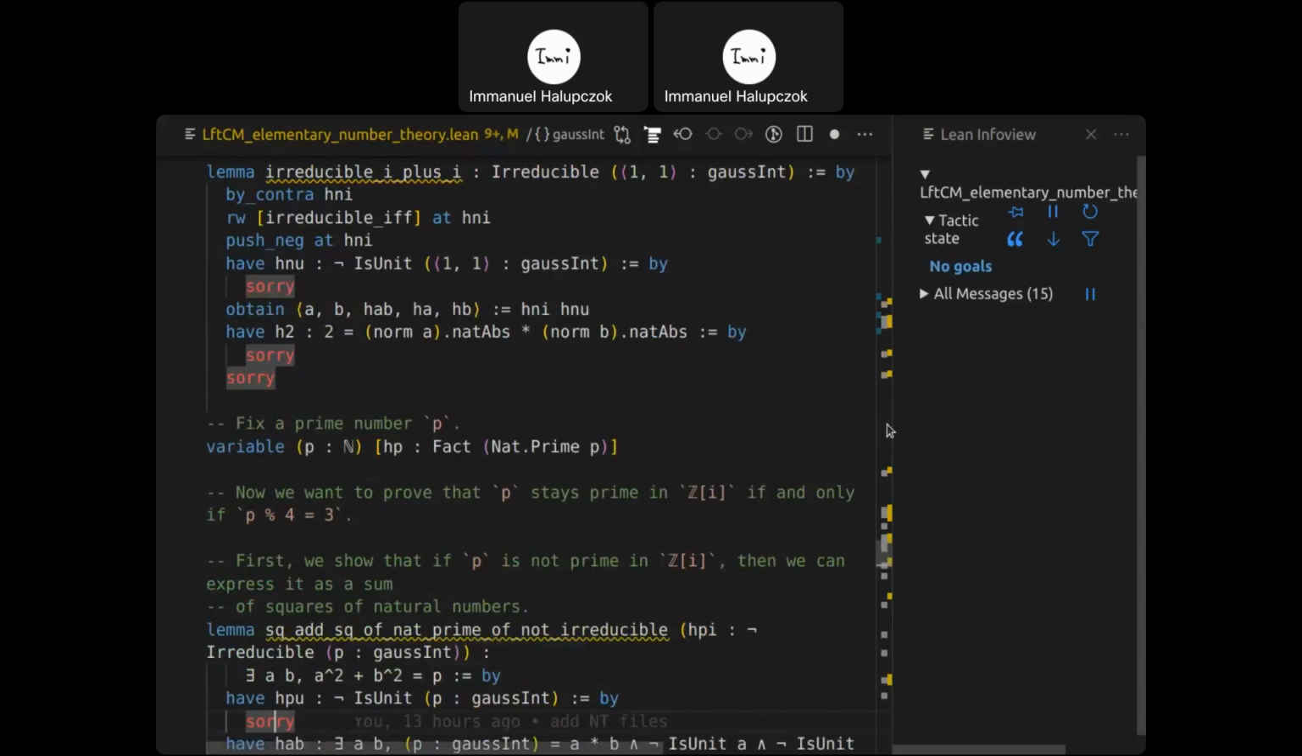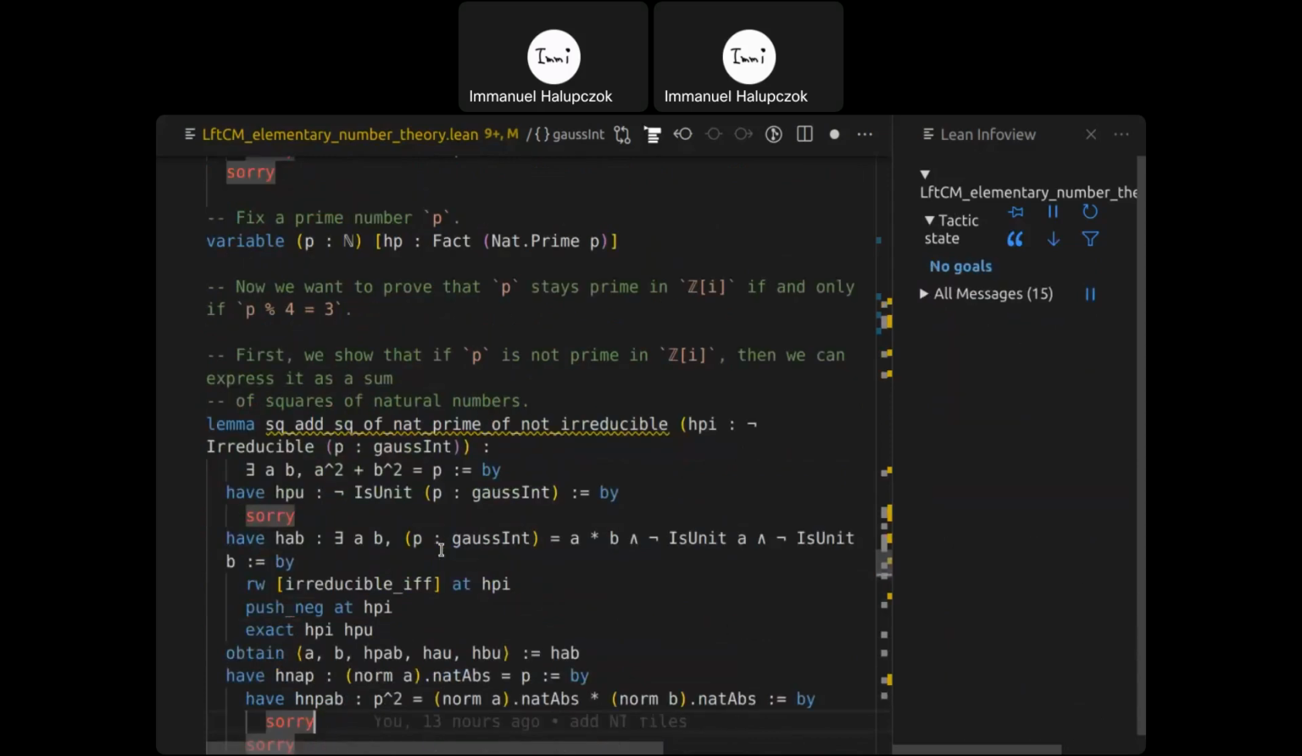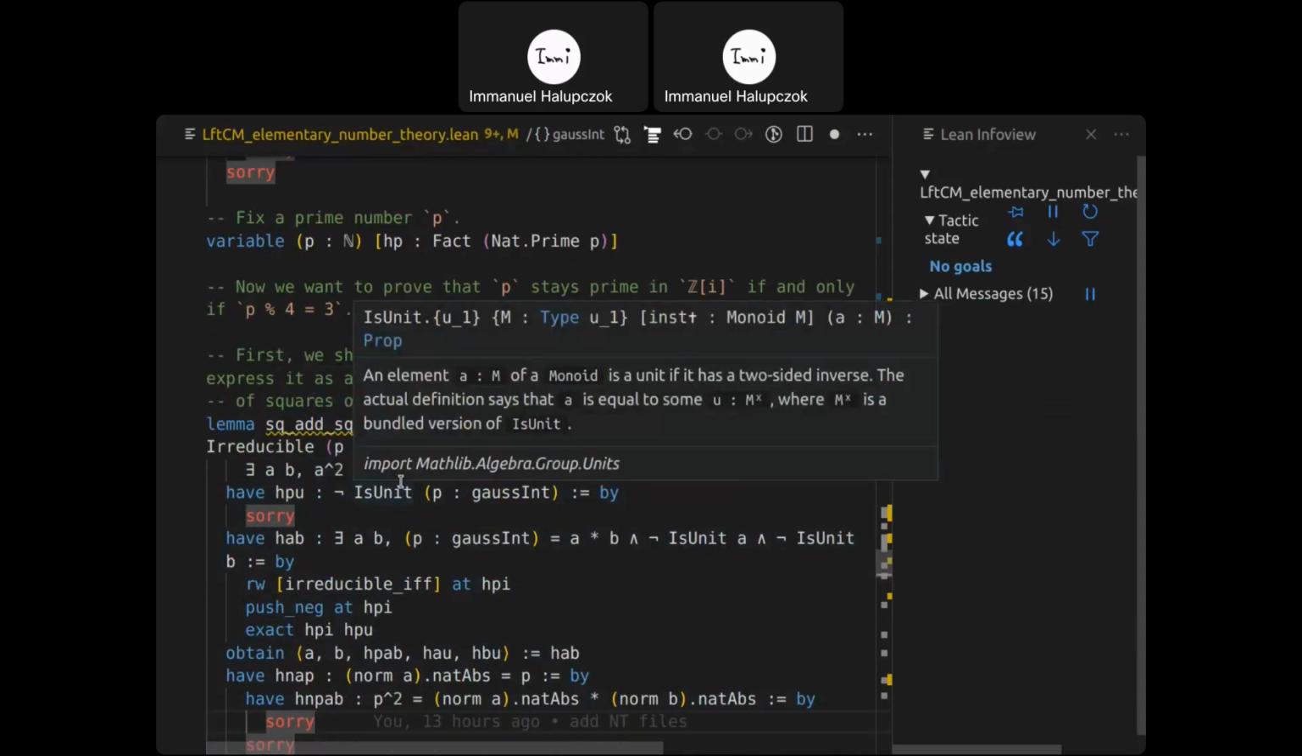So what we want to prove is that a prime p, and when I say prime, I mean a prime in the integers, is going to still be a prime in the Gaussian integers if and only if it is congruent to 3 modulo 4. Okay, so why is this interesting? Well, it's also related to whether the prime can be written as a sum of squares or not, right? So the first lemma that we will prove is that if p is not prime in the Gaussian integers, then we can write it as a squared plus b squared for some integers a and b.